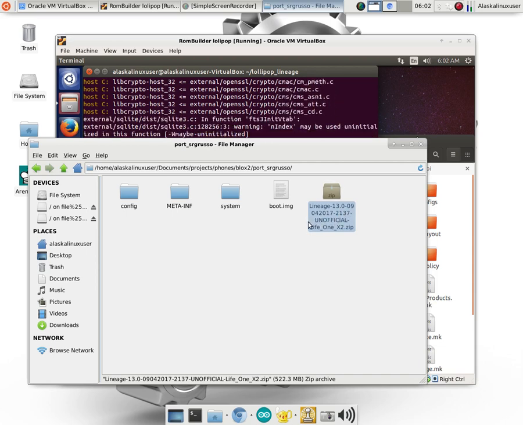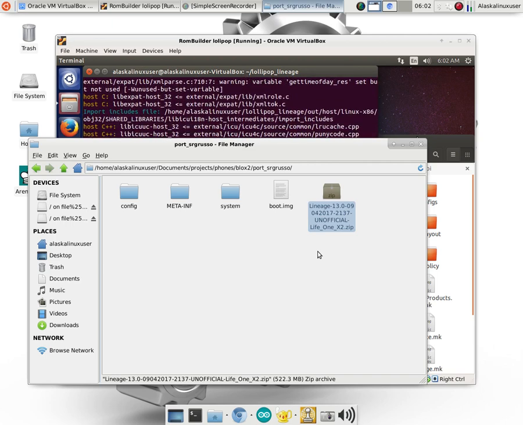13.0-09-04-2017, so I believe that's the date, September 4th, 2017, and put that together for the Life 1 X2. So now you flash it to your Life 1 X2, and it's actually parts and pieces from, say, a Life 1 X2 stock ROM, but mostly it's the core pieces from another ROM entirely that was for a different phone, and that's porting.